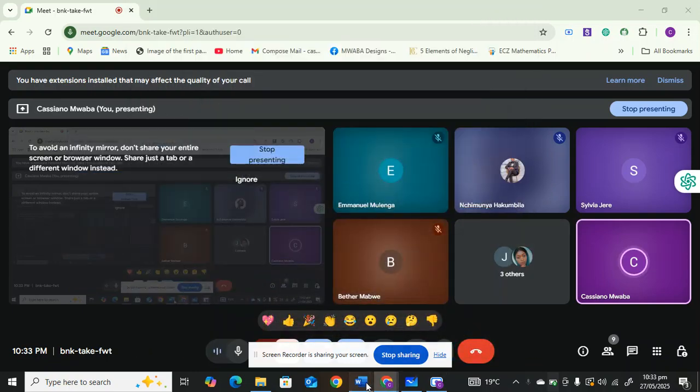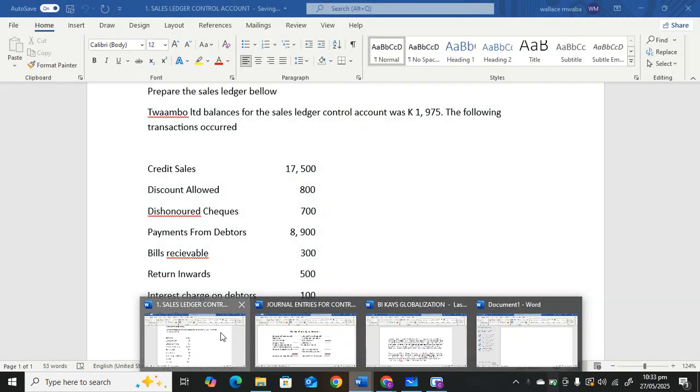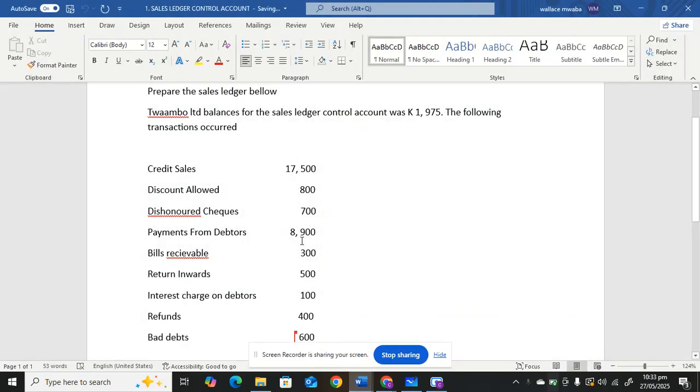Okay, so we're looking at control accounts, specifically the sales ledger control account, or the receivables control account. This is where you just get the total of how much everybody is owing you, all the receivables, their totals, and also their transactions. All your transactions with your receivables, you just get the totals and you put them in one account.